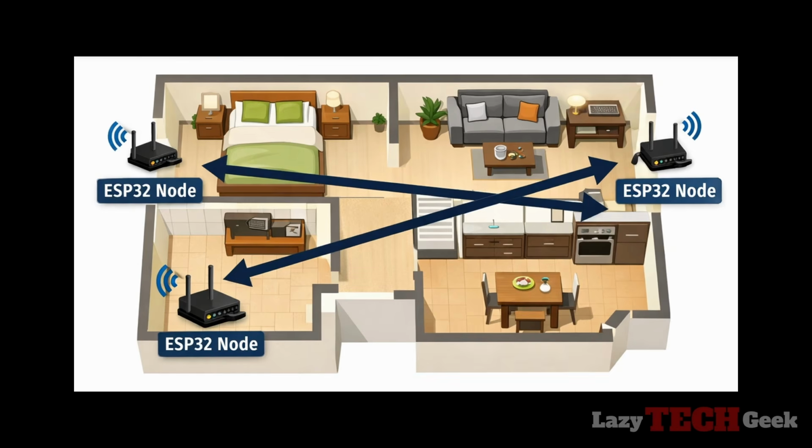And the fourth option is depending on the property that you're living in, if you're in a small confined space, you might want to try and space out the nodes in case they're just too close in terms of proximity.